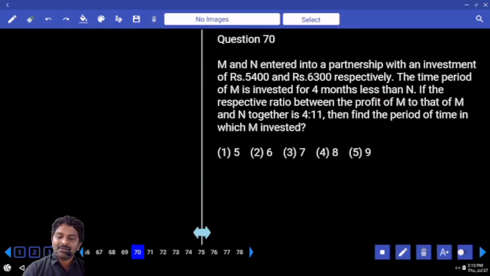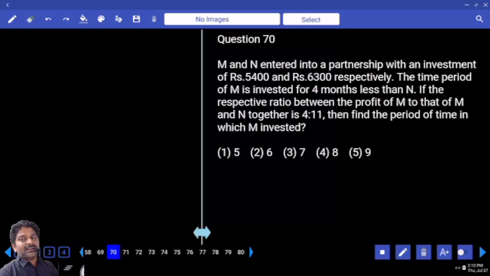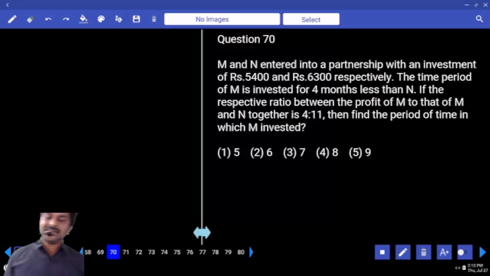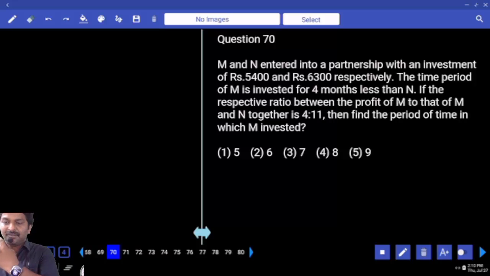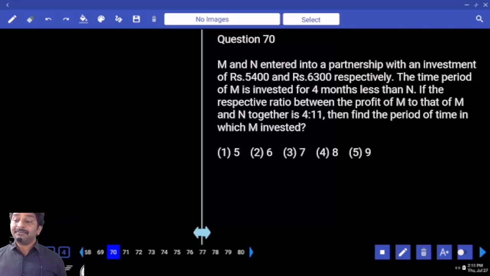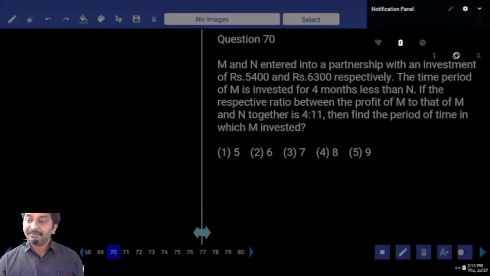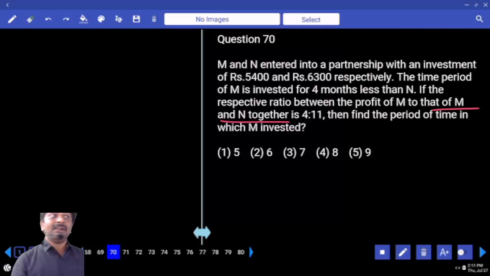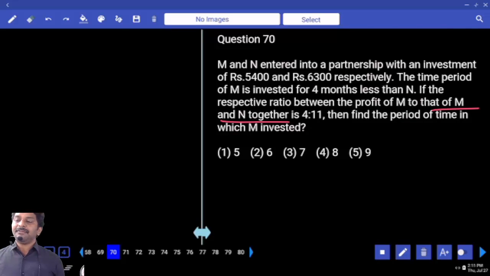So all these are quant questions only. Right. So now M and N entered into a partnership with investments of 5,400 and 6,300 respectively. The time period of M is 4 months less than N. If the respective ratio between the profit of M to that of M and N together, be careful, is 4:11, then find the period of time in which M invested.